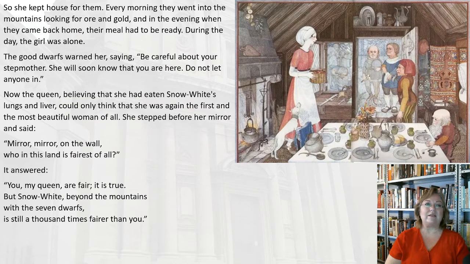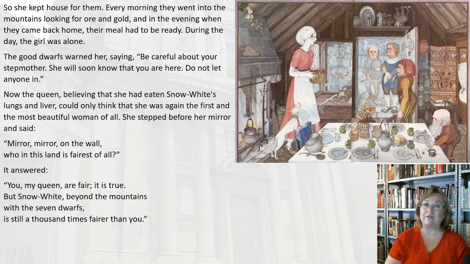Every morning they went into the mountains to look for ore and gold. In the evening, when they came back home, their meal had to be ready. During the day, the girl was alone, so she had her free time to do her jobs. The good dwarfs warned her, saying, "Be careful about your stepmother. She will soon know that you are here. Do not let anyone in."